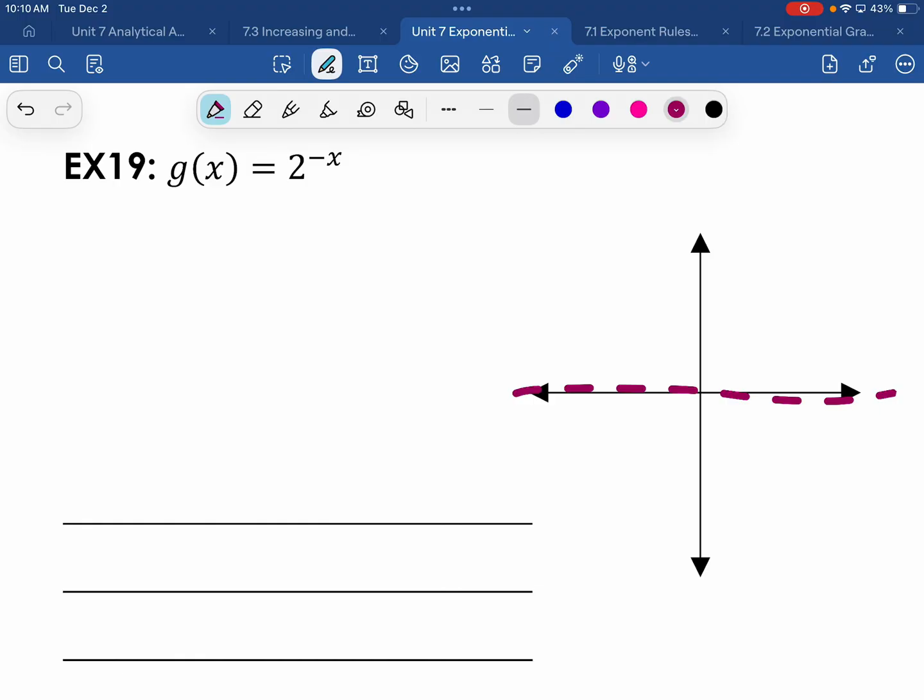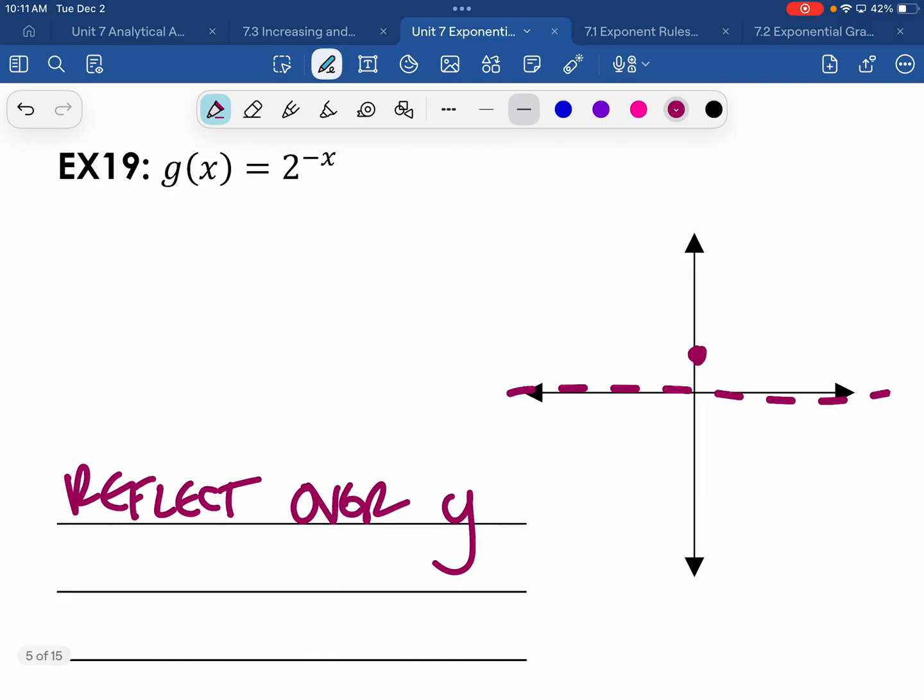All right, what kind of transformation do I have going on here? Reflect over which axis? Over the y. All right, because it's inside. So it's not a reflect over the x. It's not a normal kind of reflection. It's a reflect over the y because the negative is inside with the x. Now, is my initial point going left, right, up, down, or anything like that? No. So my initial point is going to be here at 1. It's not going left or right or up or down. It's not flipping over or anything like that. So far I haven't done anything with this negative.